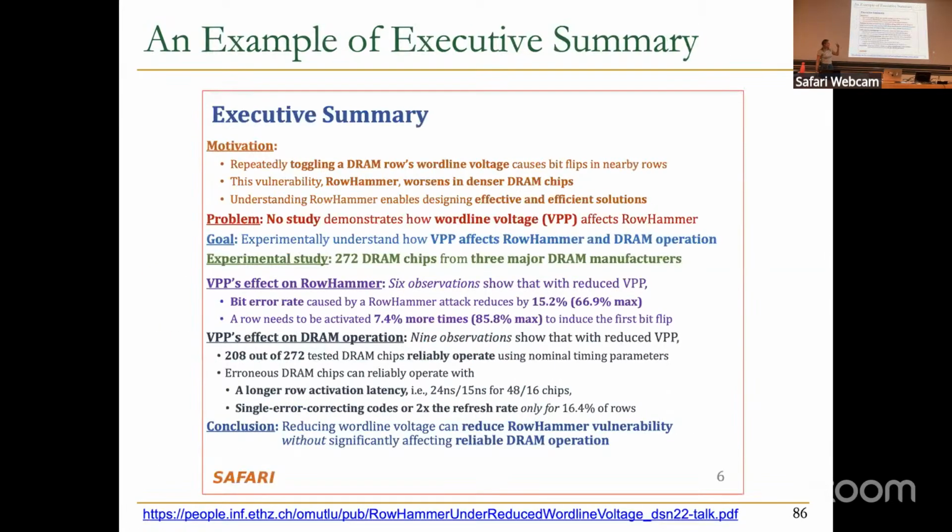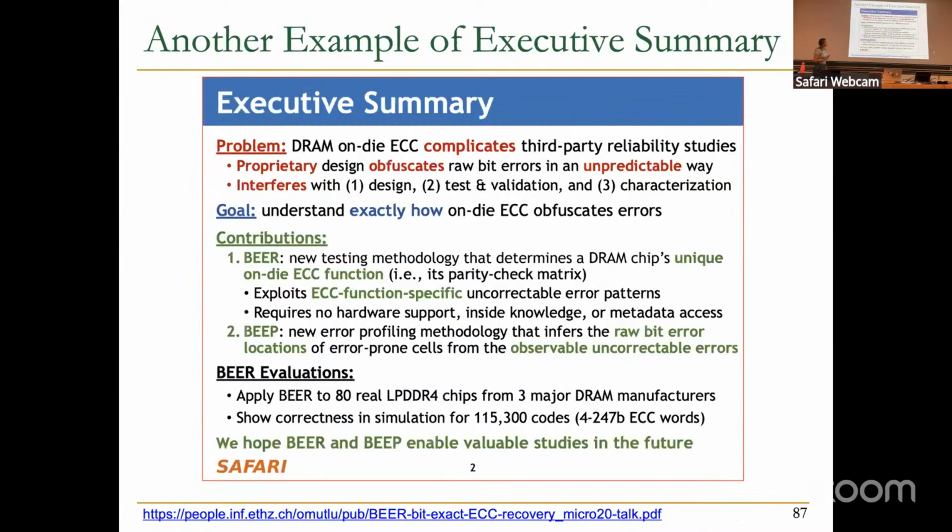This is an example of an executive summary of a paper. This is done by a recent PhD graduate from Safari, Girai, and this is the executive summary of a paper he presented at the DSN conference. There are a lot of examples for you to see online, so that you can also stay close to this template when you're making the summaries for your own presentations.